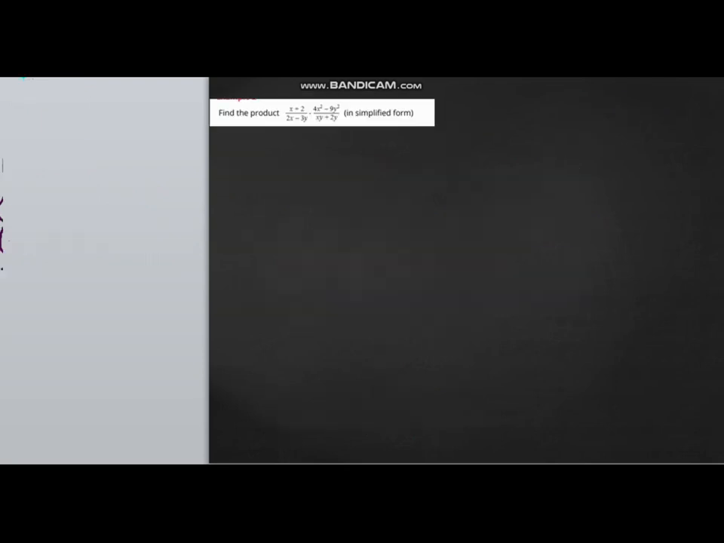Okay, so when we were doing the last two questions, we were just simplifying. We were not doing any product finding and stuff, but this time we are doing exactly that. So let's get right into it. Let's see what's here. So x plus 2 divided by 2x minus 3y. And then this is multiplied by 4x squared minus 9y squared.